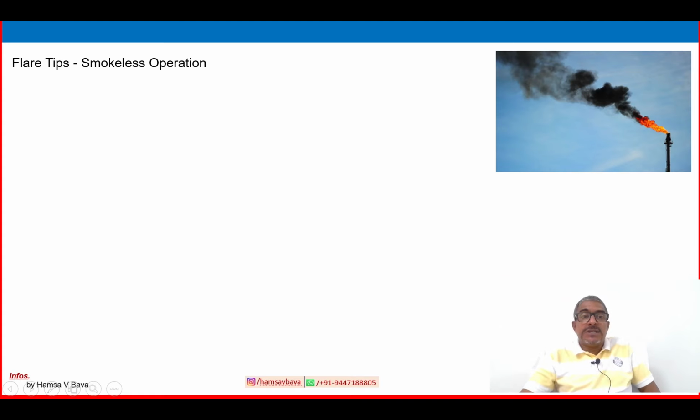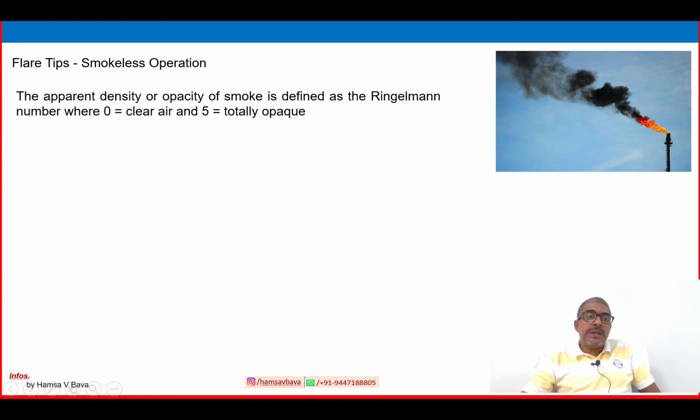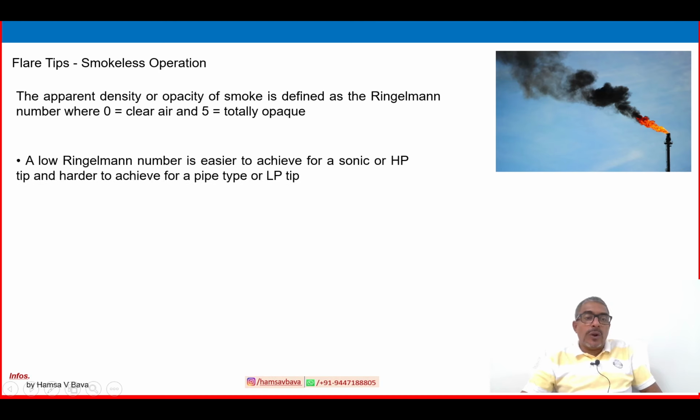Flare tip smokeless operation. The apparent density or opacity of smoke is defined as the Ringelmann number, where 0 is clear air and 5 is totally opaque. A low Ringelmann number is easier to achieve for a sonic or HP tip, meaning high pressure flare tip, and a header to achieve a pipe type or LP tip.